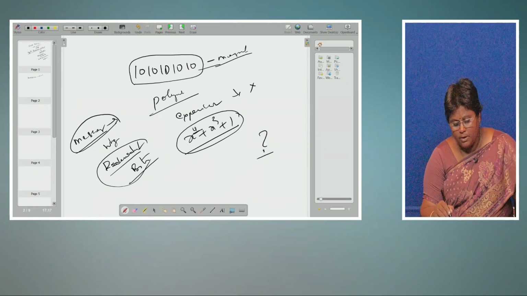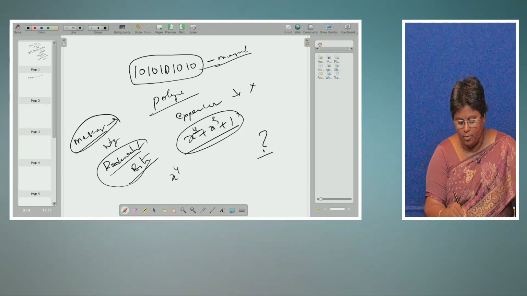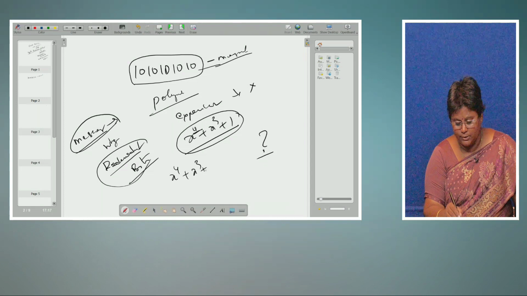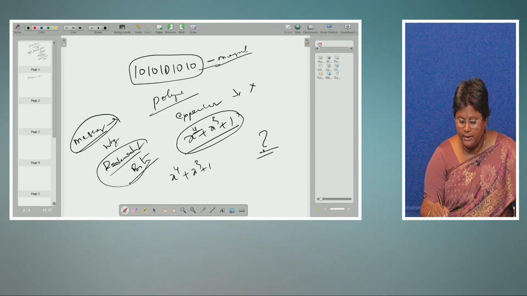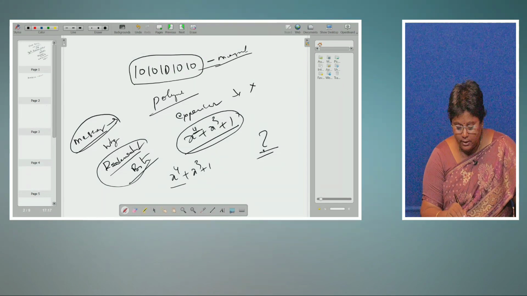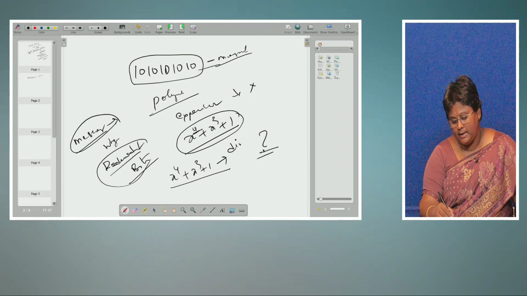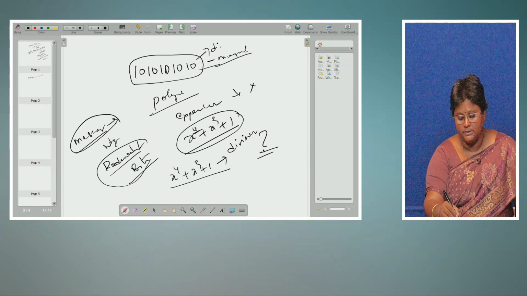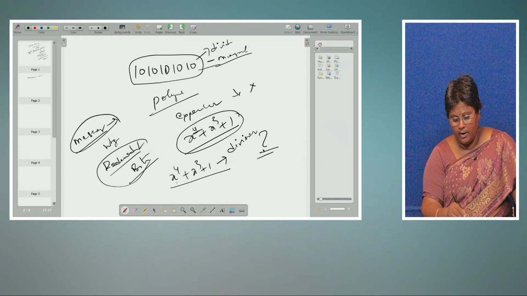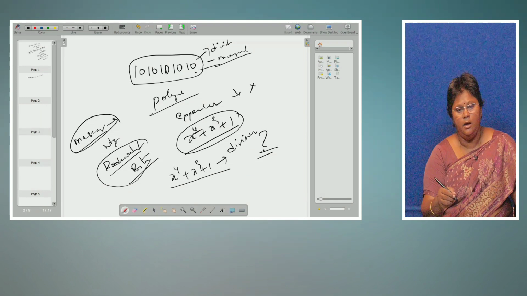Let us suppose I am given a polynomial x power 4 plus x power 3 plus 1. The question is how many redundant bits you are going to add. For that, this polynomial will act as a divisor, and this message will act as a dividend. I will divide this message with this divisor, that is the polynomial. How do I divide like this?